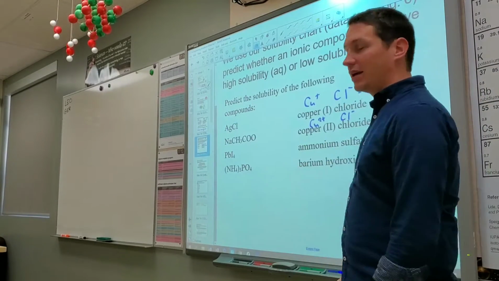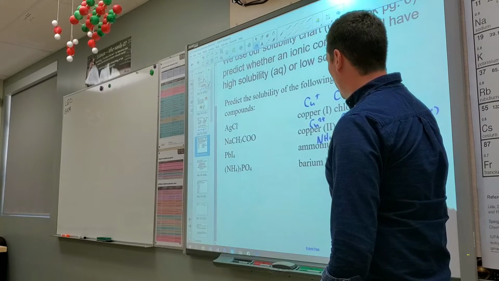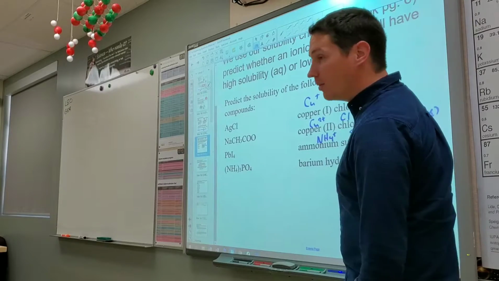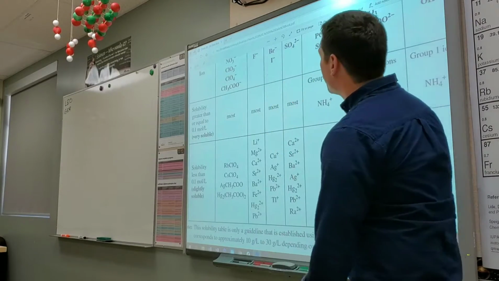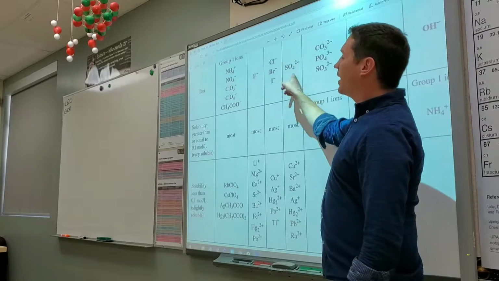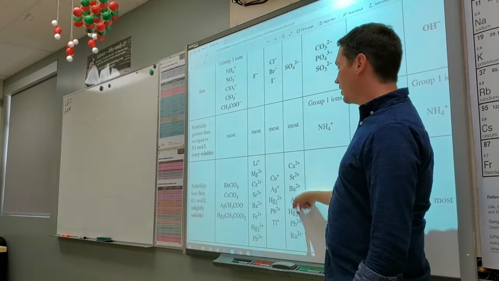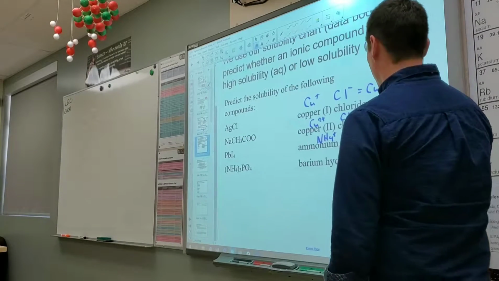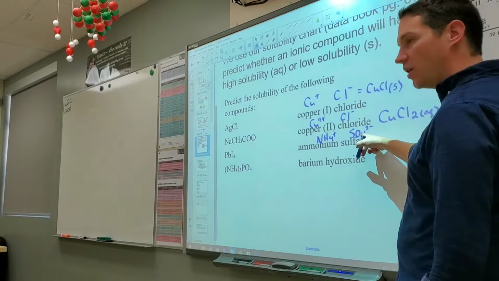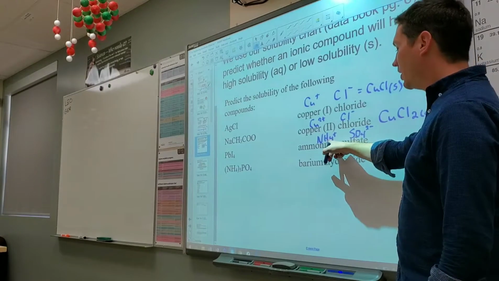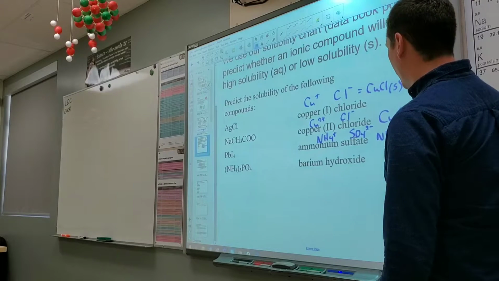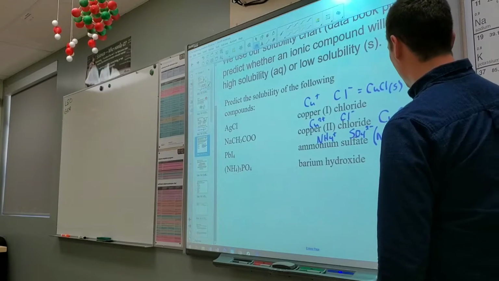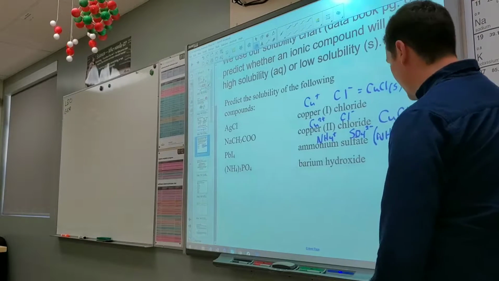Ammonium, what does ammonium look like? NH4+. And what does sulfate look like? SO4 2-. Alright, let's look for SO4 2-. Do you see ammonium down here? No, so it's very soluble. How many ammoniums and how many sulfates are we going to need? Two ammoniums. Am I going to write NH42? No, you have the brackets. There's not 42 of them. So I'll write aqueous. Good.